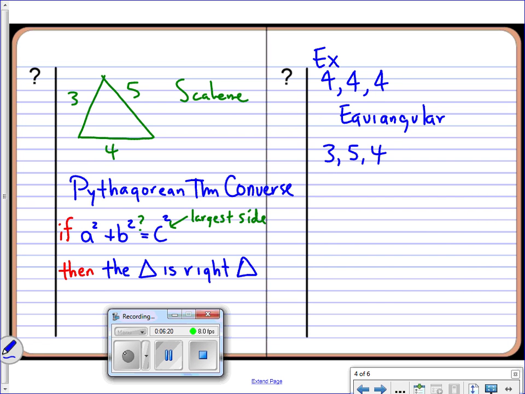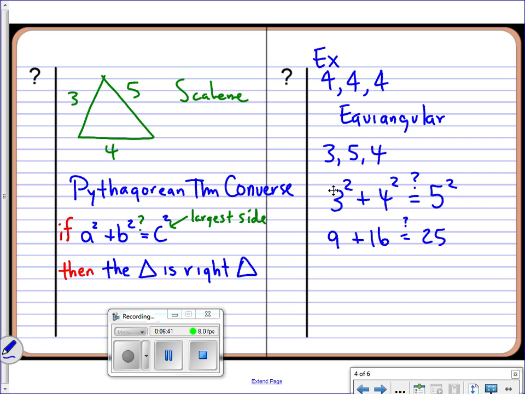Okay, so now let's look at this one. I don't even need to draw a triangle. All I need to do is take those numbers and stick them into the Pythagorean theorem, being careful to always stick the largest side in on the C side. So now let's go through these numbers, and I get 9 plus 16 equals 25. I'm keeping my question mark here to remind myself they might not equal. When I get down here, I get 25 equals 25, and indeed that is a right triangle.